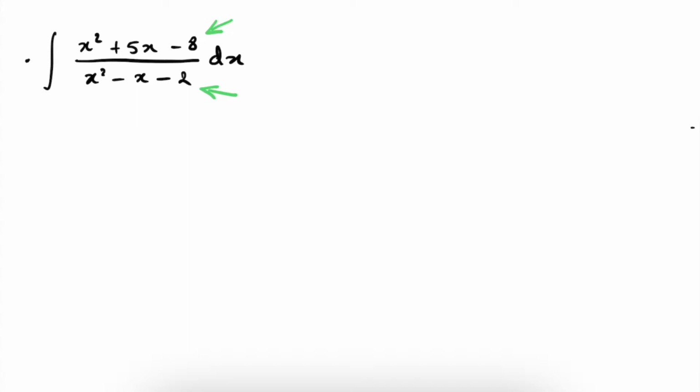In this case, we see that the degree in the numerator is 2, because we have an x squared here. In the denominator, we also have 2, since we also have an x squared in the denominator as being the largest power of 2. Because they're equal, we first have to perform a long division.